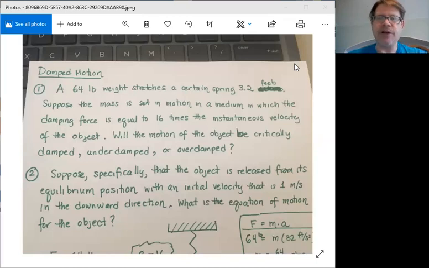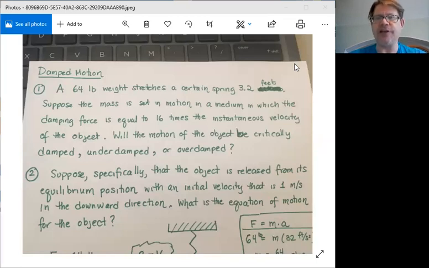Here in this video, we're going to take a look at another example of damped motion and analyze it. So this goes along with section 5.1 and specifically section 5.1.2. We're going to take a look at two questions here.